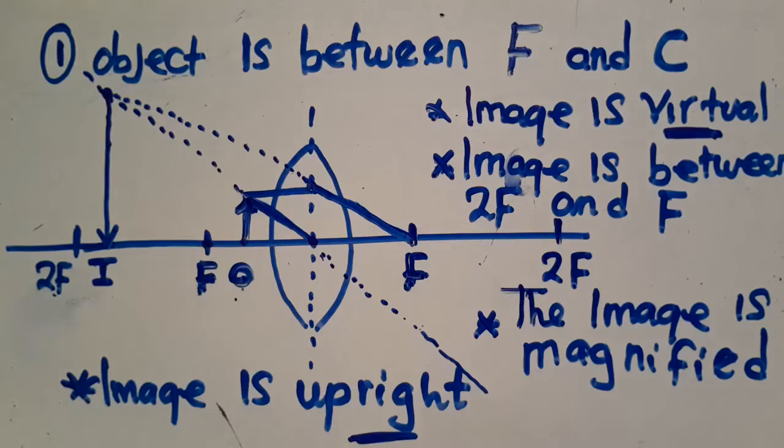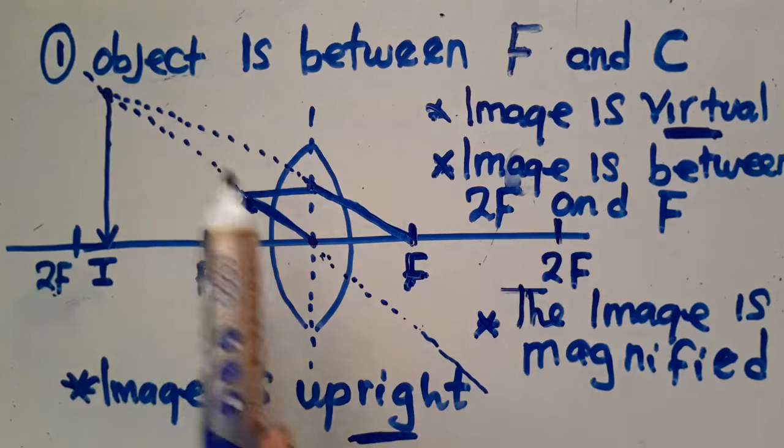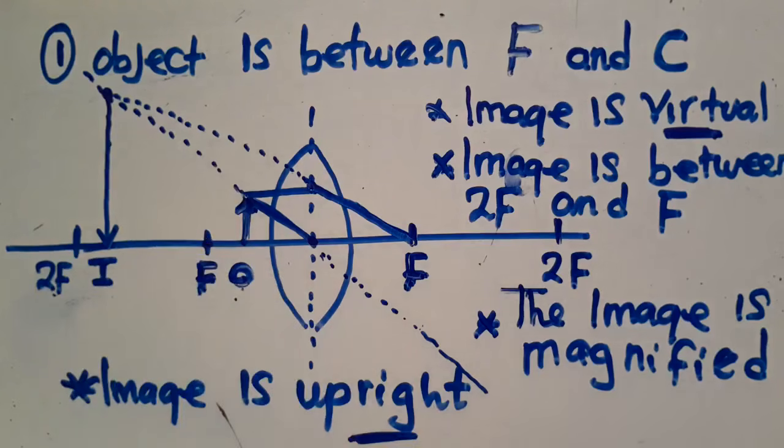And the other point is that when the image is formed on the opposite side, it means that the image is inverted. This is what you need to know and understand. So make sure you understand this. This is the first part that we've talked about.